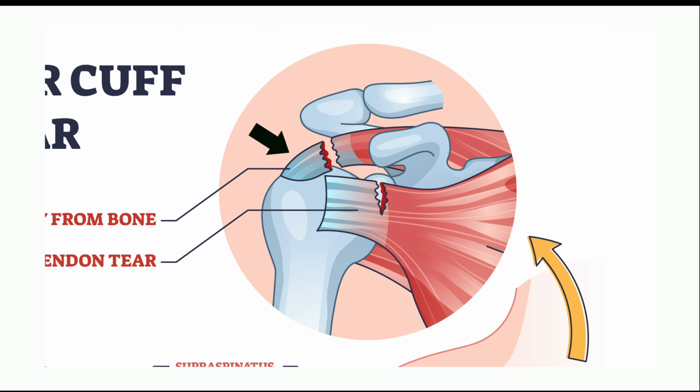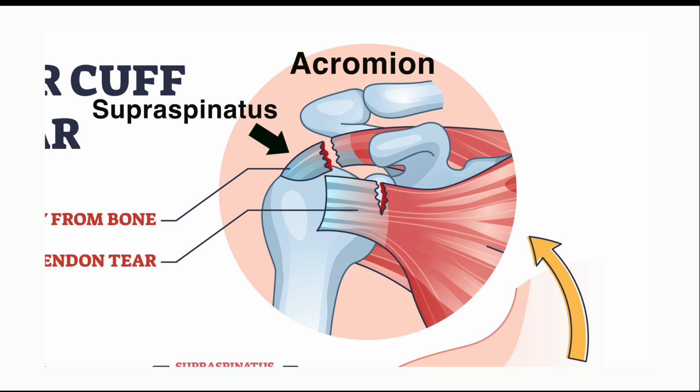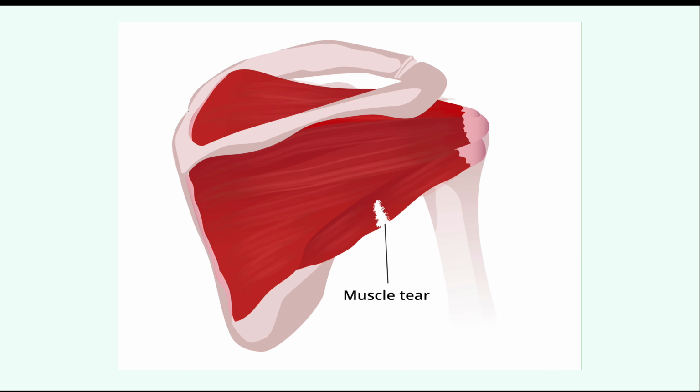The supraspinatus tendon is the most commonly torn of the rotator cuff muscles, and it's hypothesized that it's because of its proximity to the acromion that this happens. But it's very possible to tear the other rotator cuff muscles as well, like the one that's shown right here in this picture.